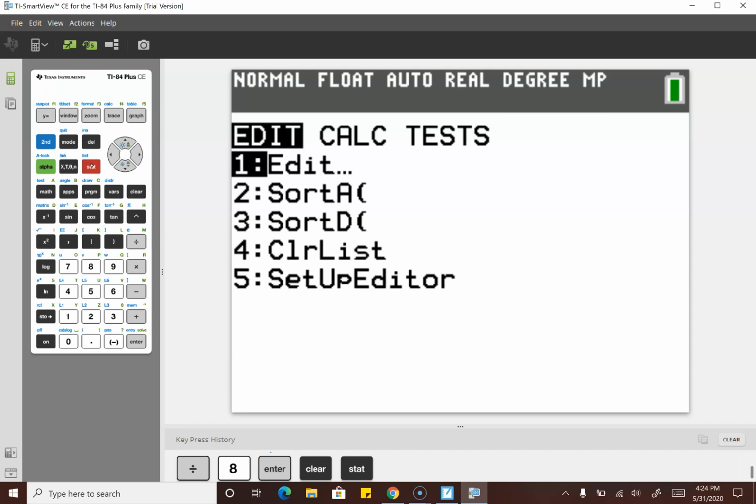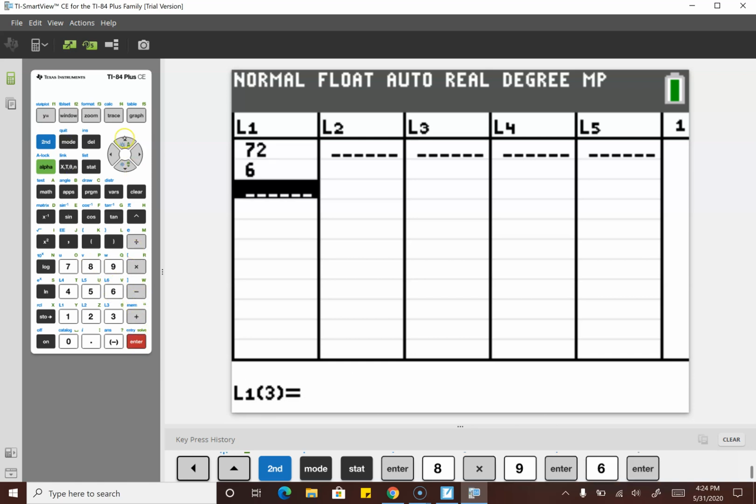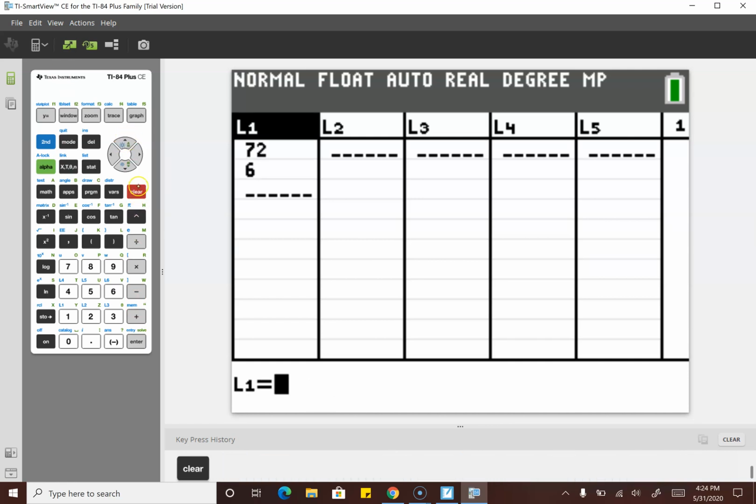Okay, so I want you to hit that Stat button, and then click Enter for the first piece that says Edit, and you should come to a list that looks like this. Ideally yours are going to be empty. If you have any random numbers in there, go up and highlight L1, hit the Clear button, and then when you go back down, you'll see your list is empty.